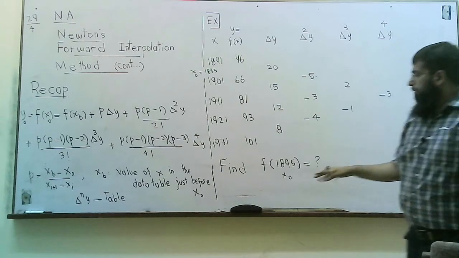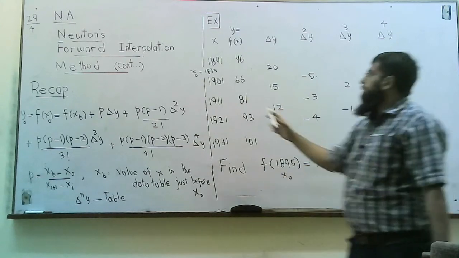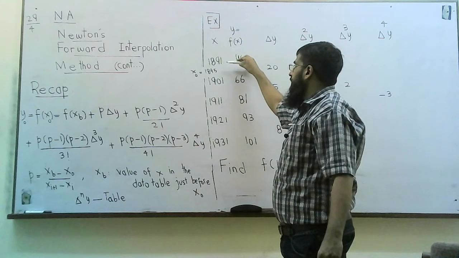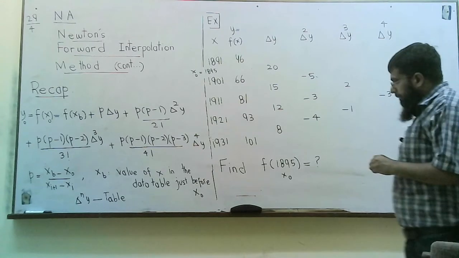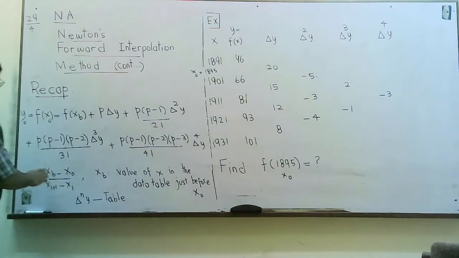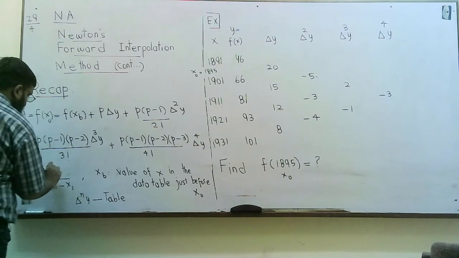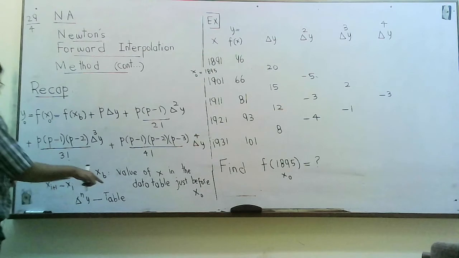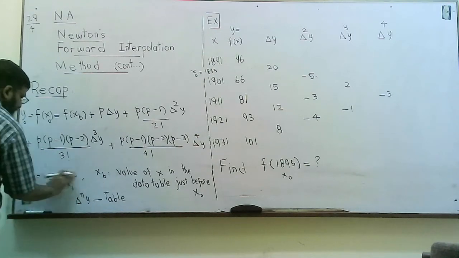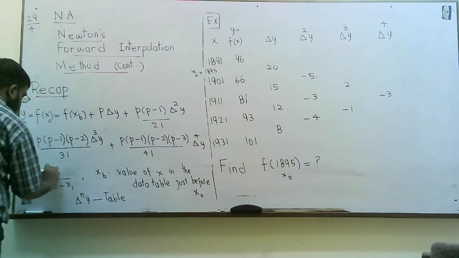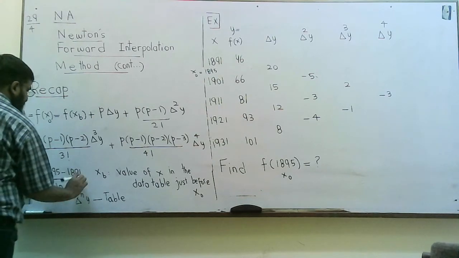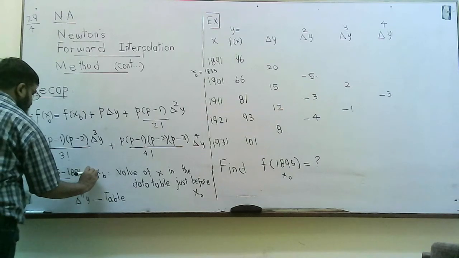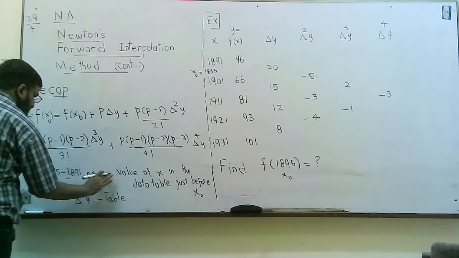So we are asked to find f of 1895, that is somewhere between 1891 and 1901, the first two values of x in the data table. To find that, let's compute p first. In fact, p is x naught minus xb, not xb minus x naught. x naught is 1895 minus 1891, divided by the difference. The difference is 10 throughout, so this comes out to be 4 over 10. It comes out to be 0.4.